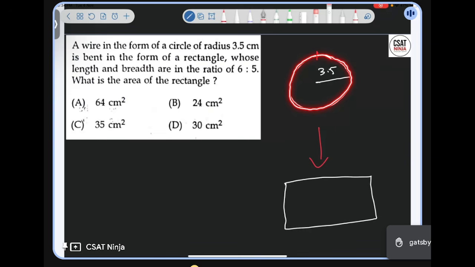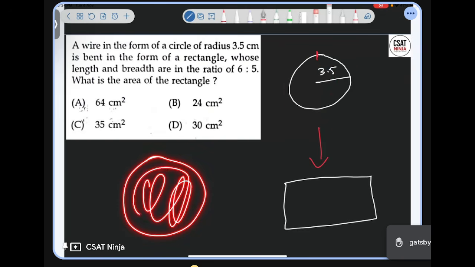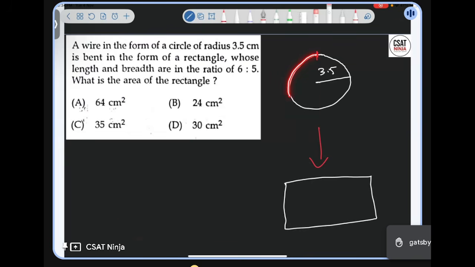If you want to find the length of the wire, what do we call this in terms of a circle? We call it the circumference, right? Because inside the circle, we call it area, and the outer edge or boundary, we call it circumference. The circumference of a circle formula is 2πr.